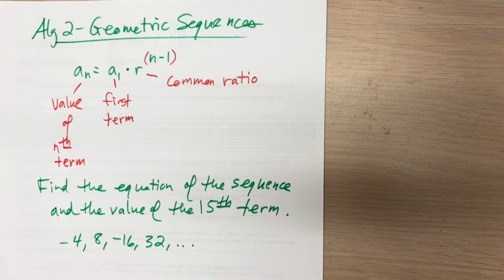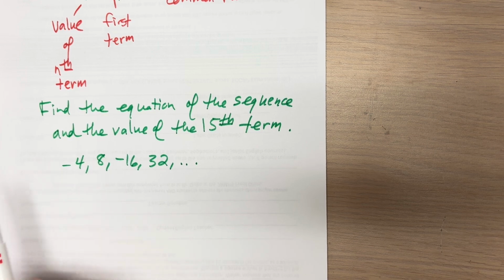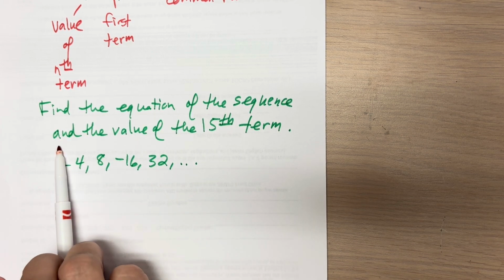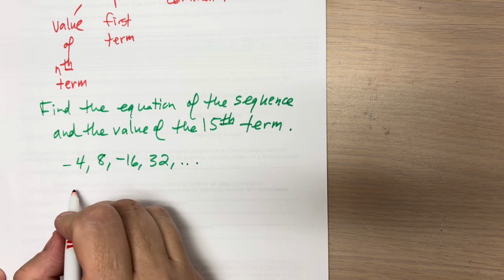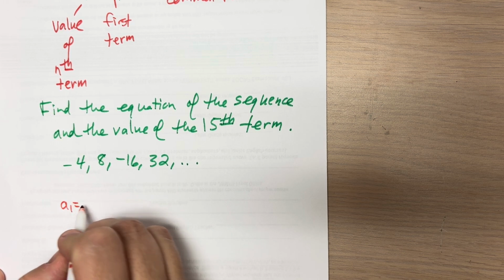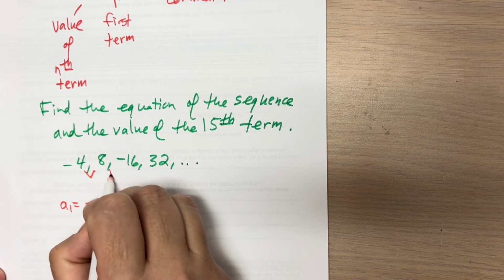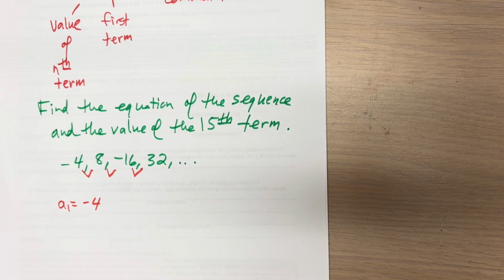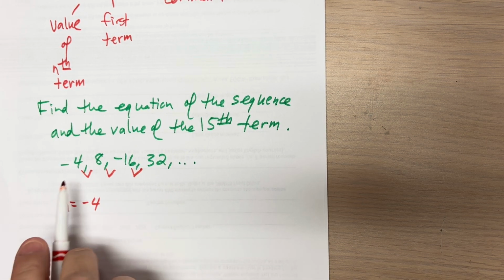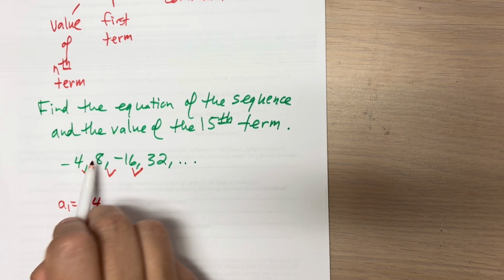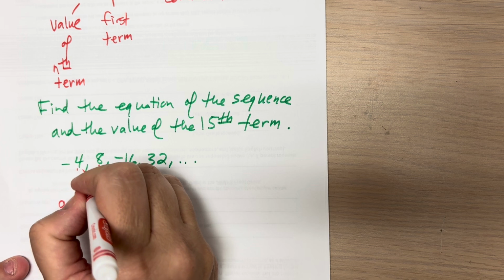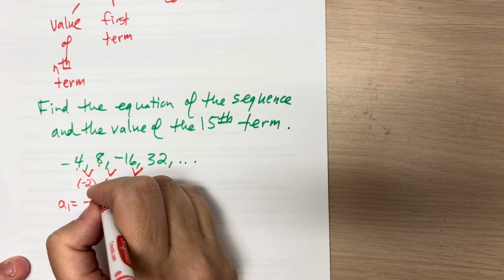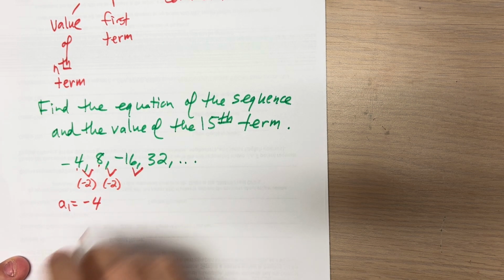All right, let's try one and see if we can get it. We're going to find the equation of the sequence and then also the value of the 15th term. Okay, so I can see that my first term here is -4. And then I have to figure out what I'm multiplying by each time. Hopefully you're kind of seeing it's not too bad, right? It's -2. But if you're unsure, take 8 and divide it by -4. That gives you -2. 8 times -2 is -16.